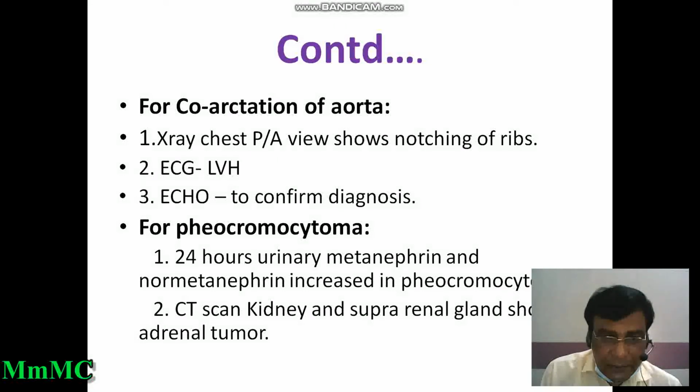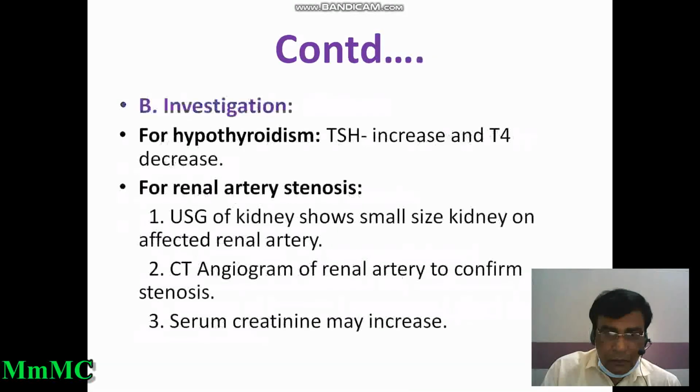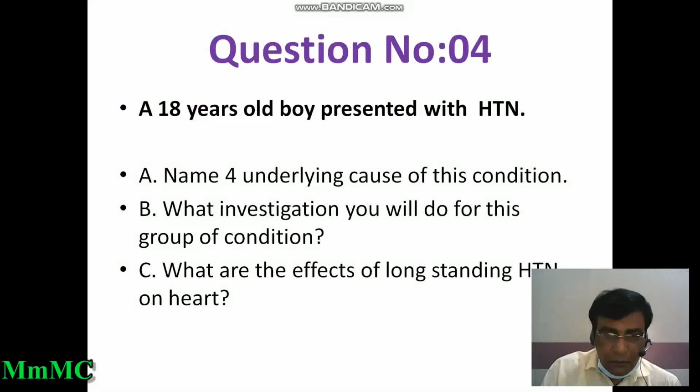And lastly, for pheochromocytoma, 24-hour urinary metanephrine and normetanephrine increased in pheochromocytoma. CT scan of the suprarenal gland shows adrenal tumor. And last question was, what are the effects of long-standing hypertension on heart?